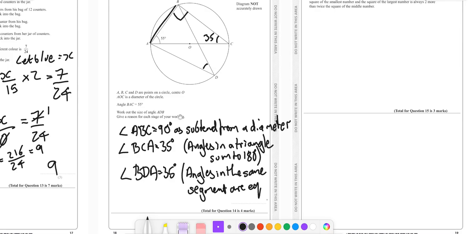There might be other ways of doing it, but that I think is the most direct way, and you've got to have those 3 reasons to get all 4 marks.